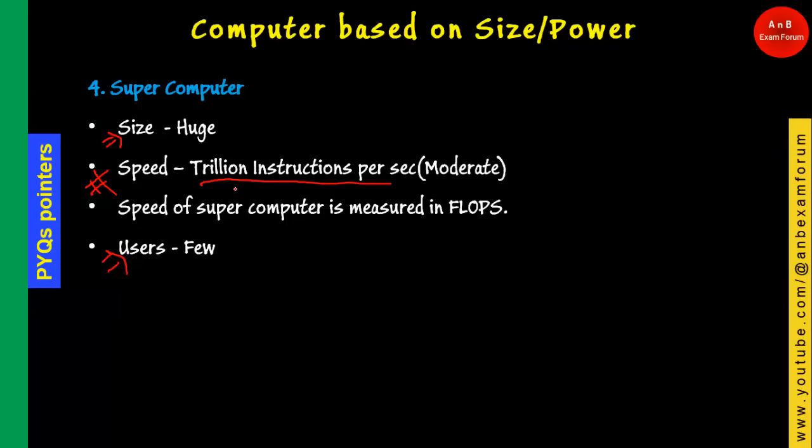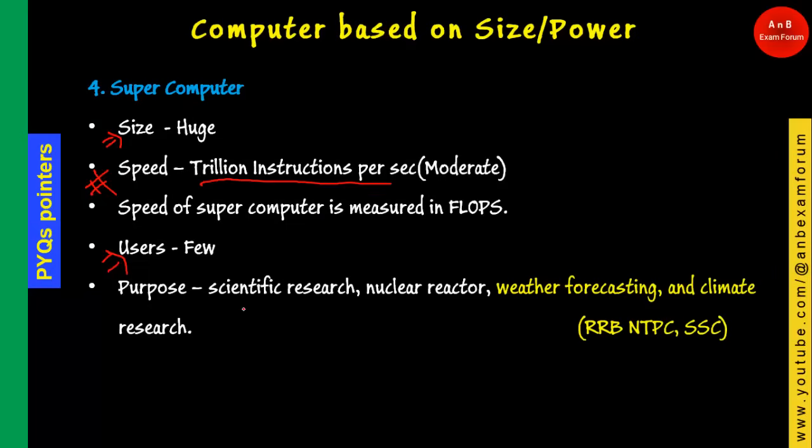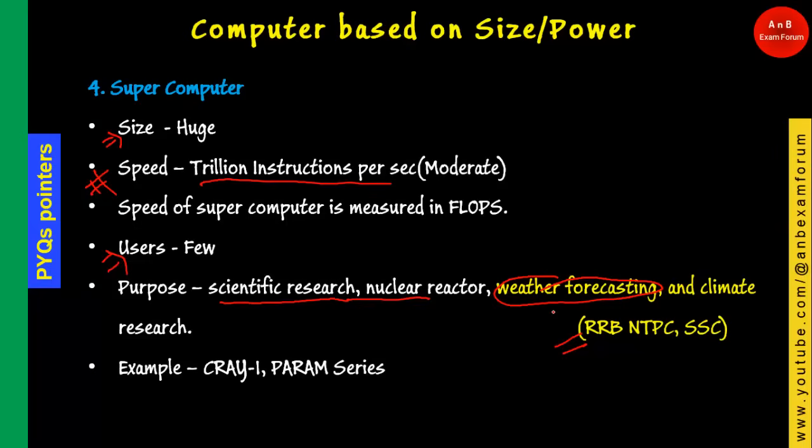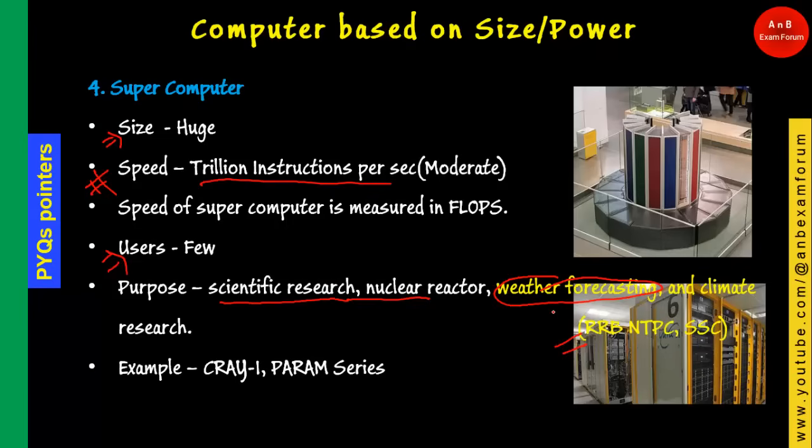The main purpose, as I told you, is scientific research, nuclear reactors and weather forecasting, and this pointer was asked in RRB, NTPC and SSC. So supercomputers are used in scientific research, nuclear reactors, weather forecasting and climate research. And Cray and Param series, as I told you many times. This is a Cray one, which is now put in the museum, whereas this is our Param series computer. So these are the supercomputers.